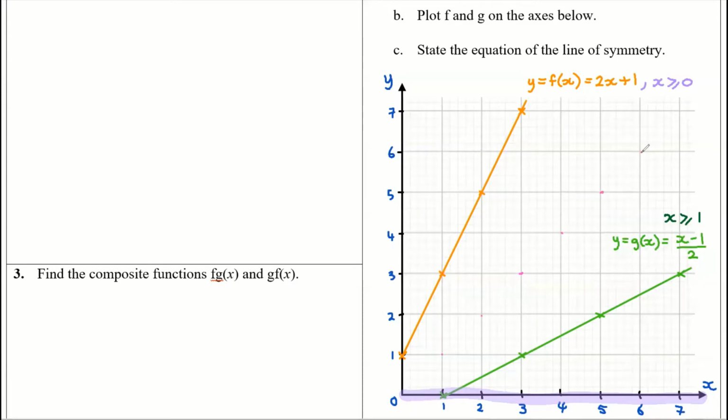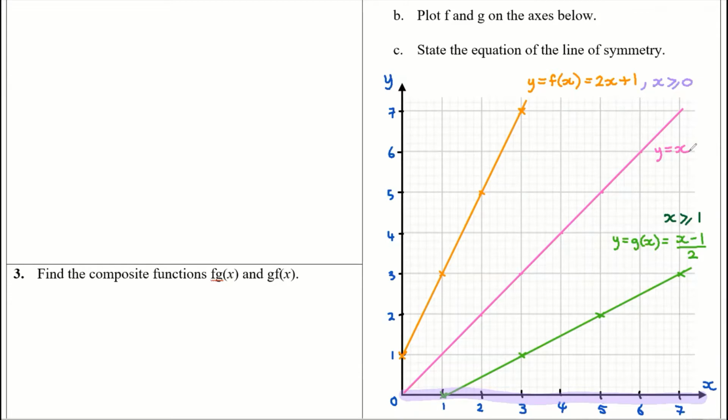And I'll add that to the graph. So it looks like it's passing through the origin. And as the scale is 1 to 1, this clearly has the equation y equals x. So the graphs are symmetrical about the line y equals x. Okay.